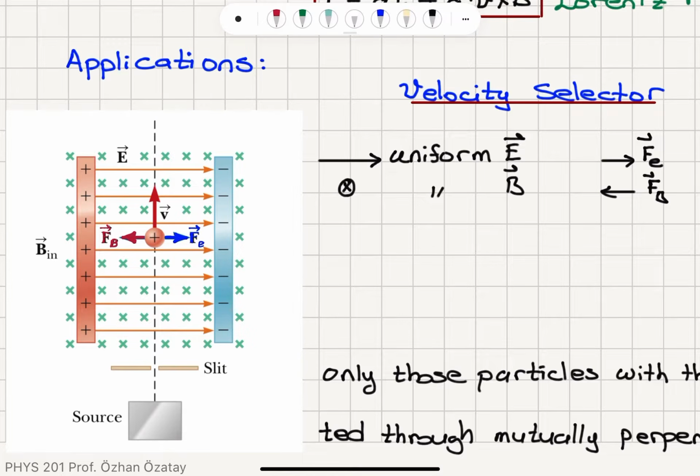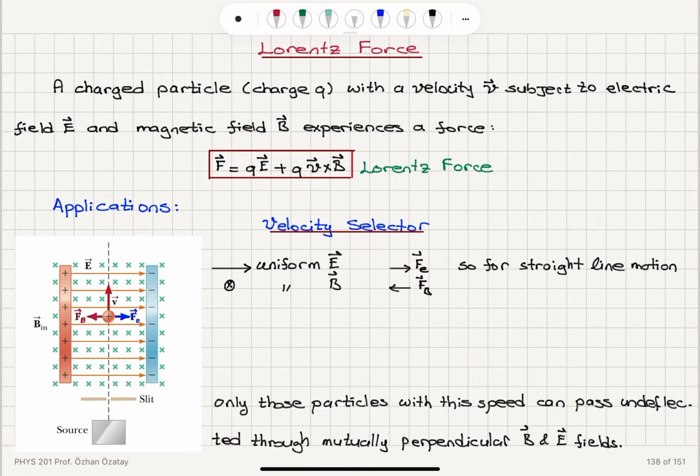The magnetic force depends on the direction of its velocity. If it's coming from a source going through this collimating slit, giving us a beam of these charged particles, this charged particle has a velocity v, which is basically perpendicular to the electric field. You can see, using the right hand rule, if our four fingers point in the direction of the velocity, we curl our fingers towards the magnetic field into the page, the thumb points to the left. So this is a positively charged particle, so the force will be to the left.